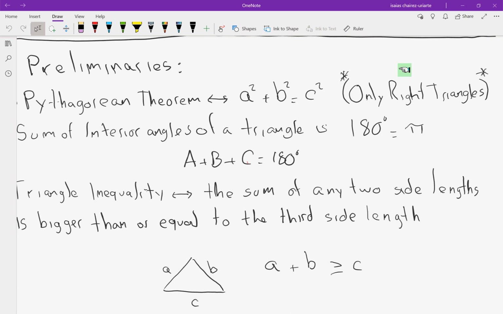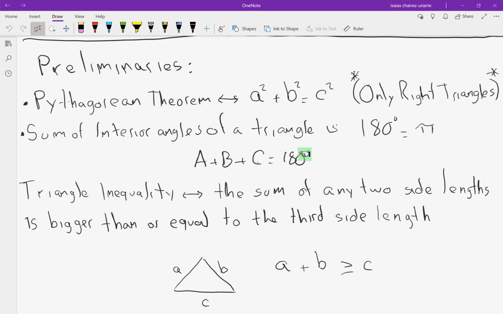All right, another fact about triangles that we're going to be needing is the fact that the sum of interior angles of a triangle is 180 degrees. So if you add up angle A plus angle B plus angle C, that sum should be 180 degrees or pi radians, whatever situation you're dealing with.